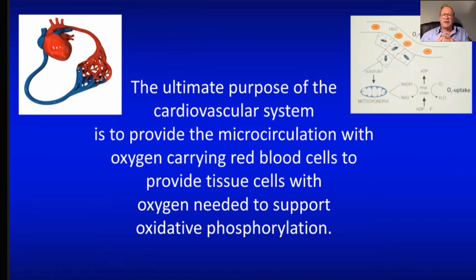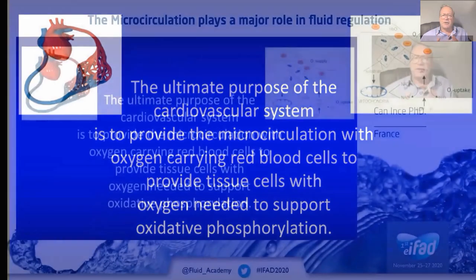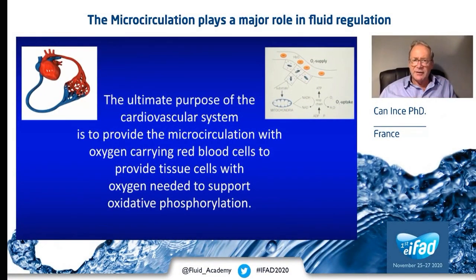So the ultimate purpose, really, of the cardiovascular system is to provide the microcirculation with oxygen-carrying red blood cells and to provide tissue cells with oxygen. So it's not about fluids, it's about oxygen. And fluids do not carry oxygen. Red blood cells do, because it's hemoglobin that is the main carrier of oxygen. So when giving solutions, fluids, we must never forget that if we do this at the expense of diluting hemoglobin, we will have defeated our purpose.